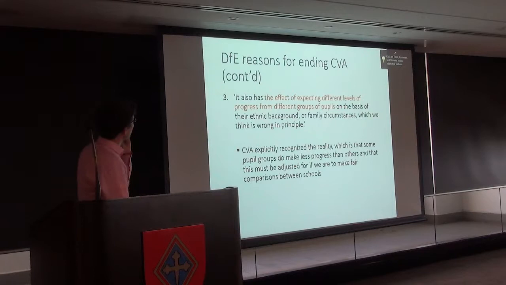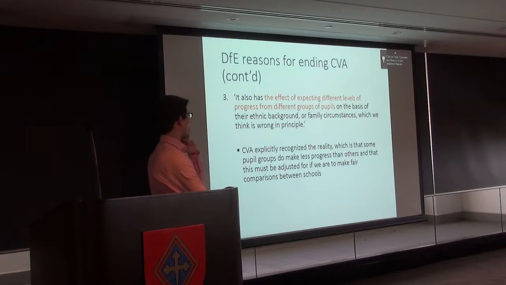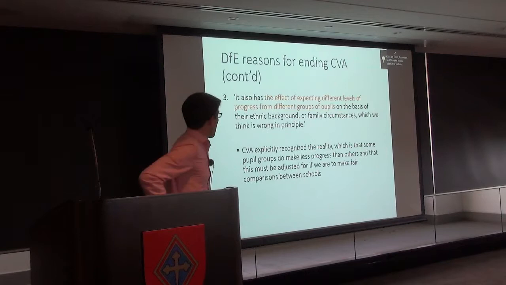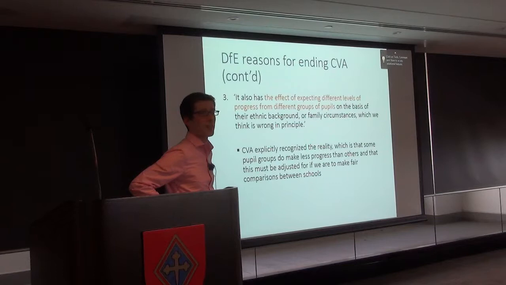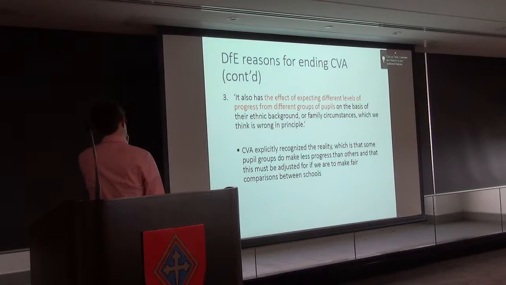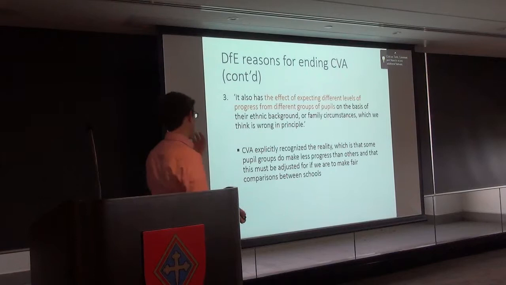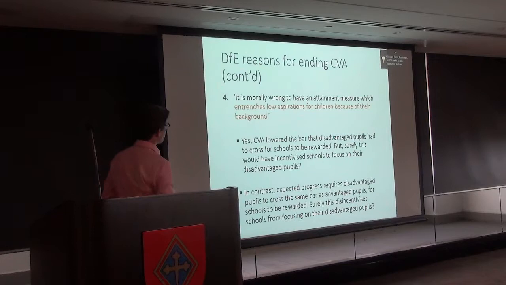Then they go on to say it also has the effect of expecting different levels of progress from different groups of pupils on the basis of all of these factors that you're adjusting for, ethnicity, free school meal status, and so on. And they think that is wrong in principle. The reality is that kids in disadvantaged circumstances do make less progress than others. And if you're trying to hold schools accountable for their results, you've got to take that into account if some schools serve a very high proportion of disadvantaged pupils and others don't. So yeah, it's a grim world that we live in, but that's the reality of it. And if you're trying to hold schools accountable, or for school choice, you've got to make fair comparisons.